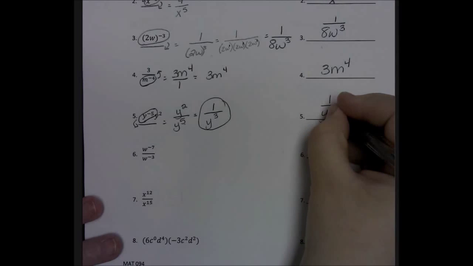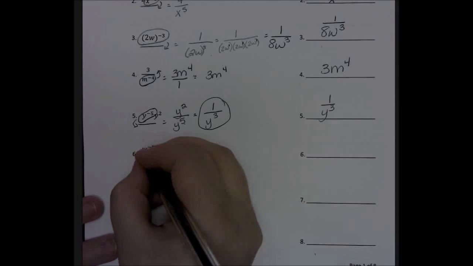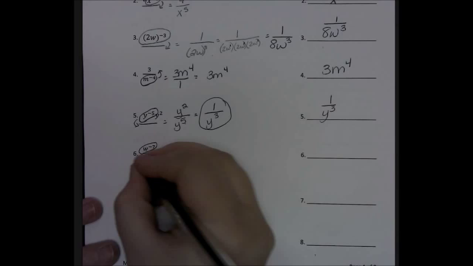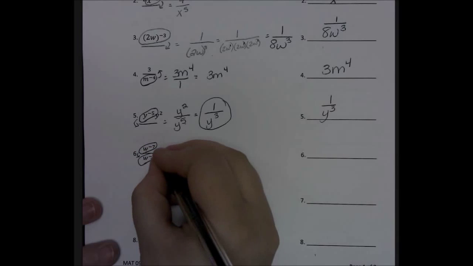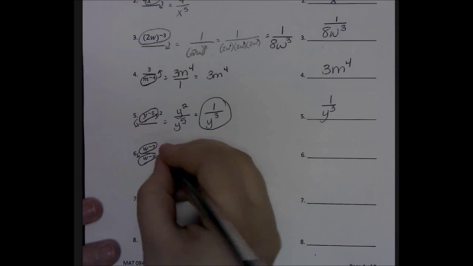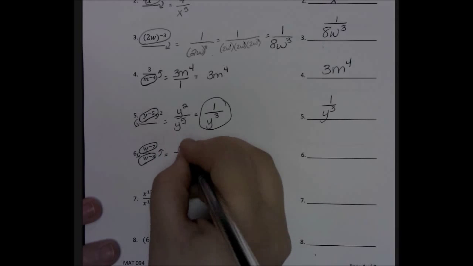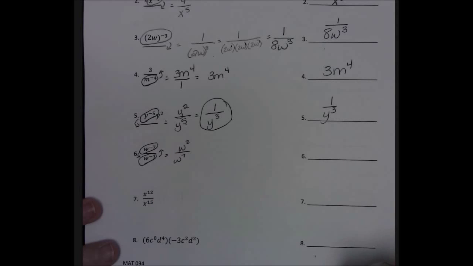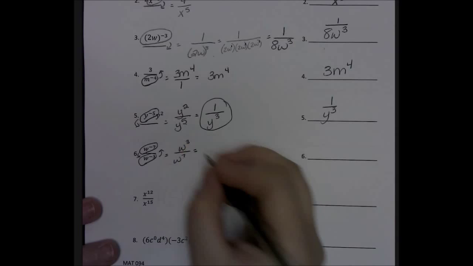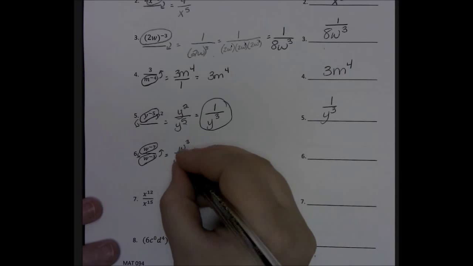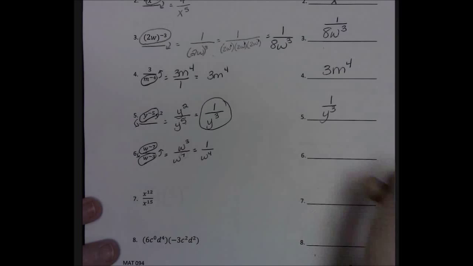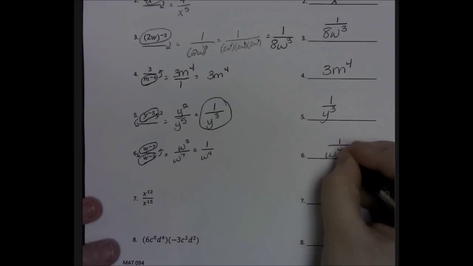On number 6, we have two different negative exponents. So the w to the negative 7 is going to move to the denominator, and the w to the negative third is going to move to the numerator. So I now have w to the third divided by w to the 7. So 7 minus 3 is 4, and it goes with the bigger exponent, so my w to the fourth goes in the denominator, and you have to have that 1 in your numerator as a placeholder.